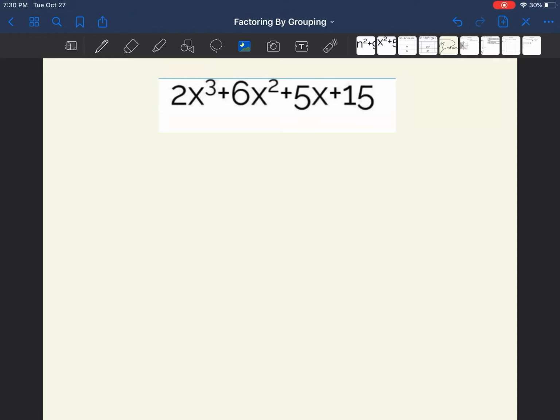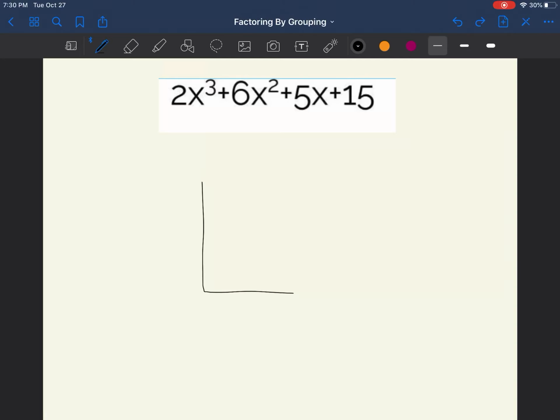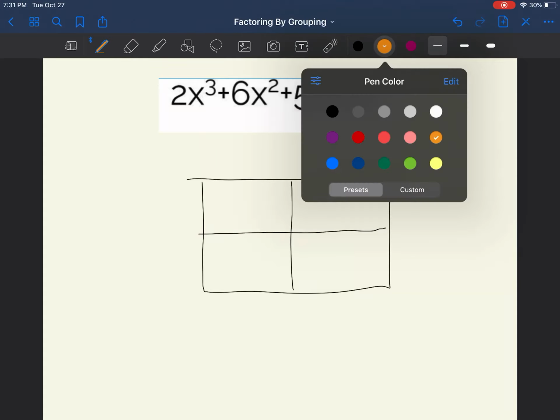All right, so let's take a look at this problem here. This is another one where the directions are to factor by grouping specifically. You'll see we have 4 terms here. I usually just draw a box with 4 blanks, just like we did when we multiplied. And then I fill in the blanks on my box.